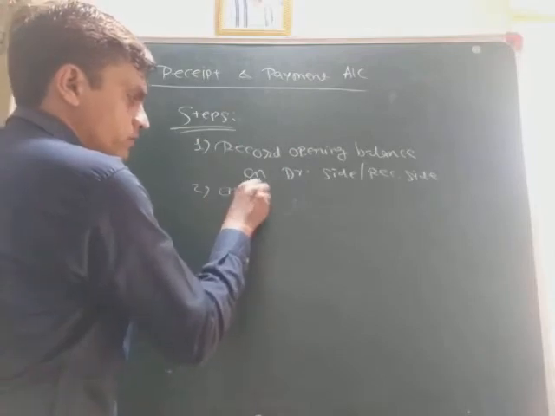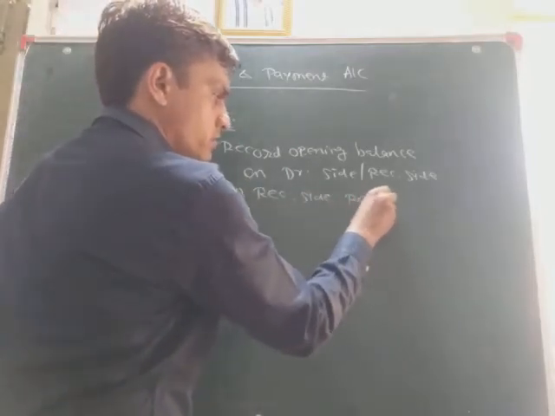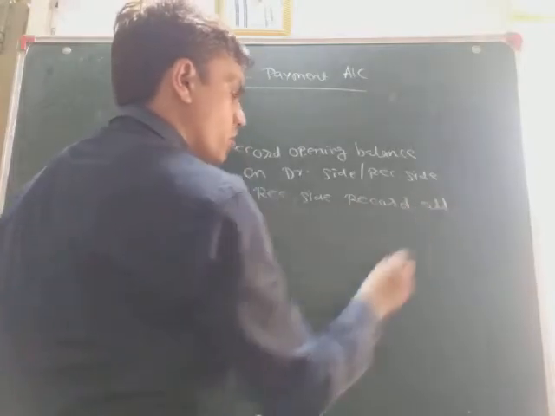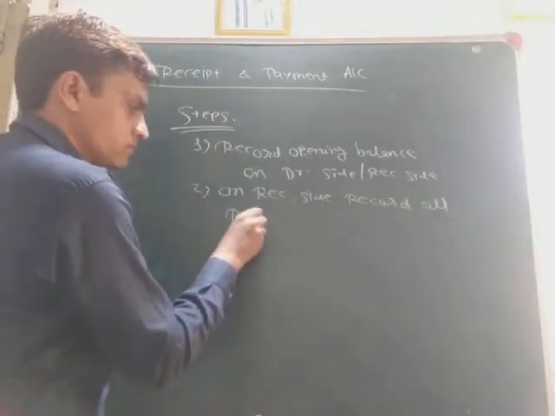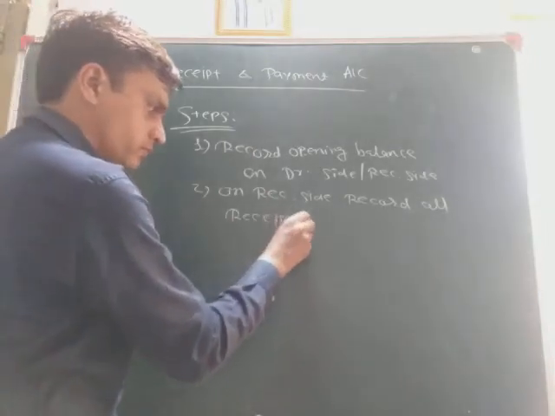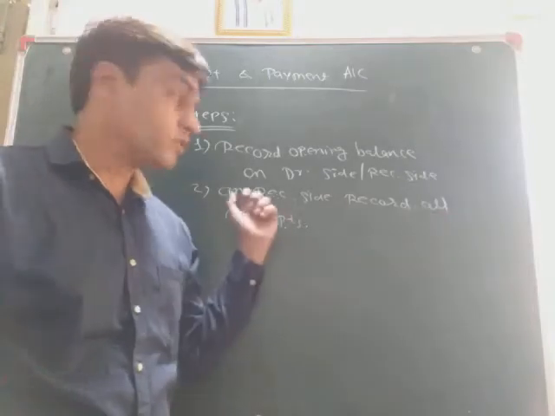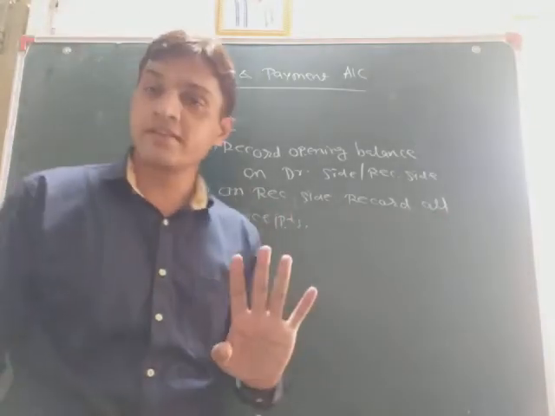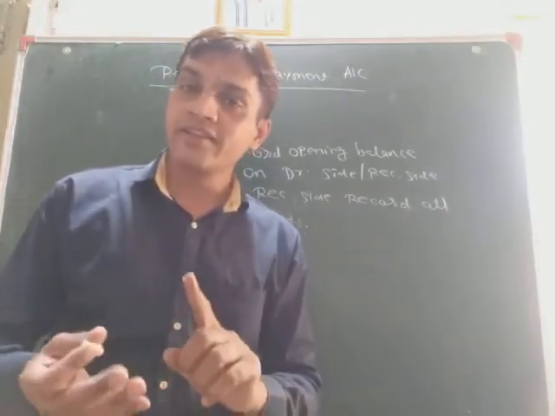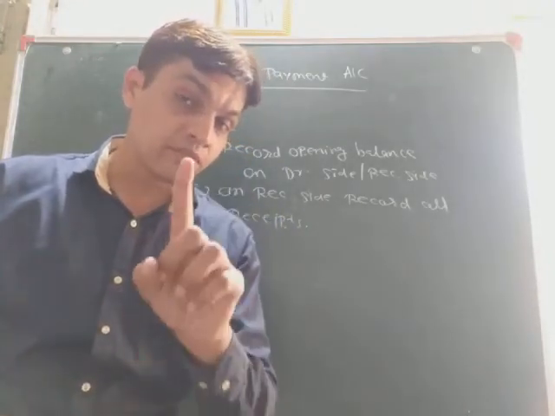Now the second: on the receipt side, record all receipts. Record all receipts on which side? Receipt side. That is the second step, but it should be in cash form. That is the main condition.